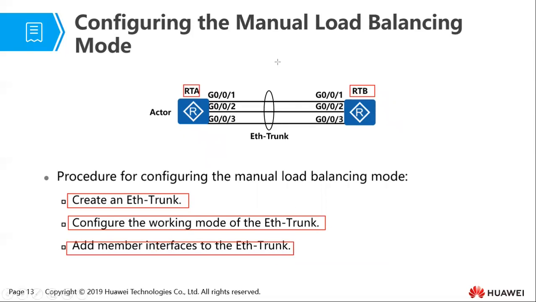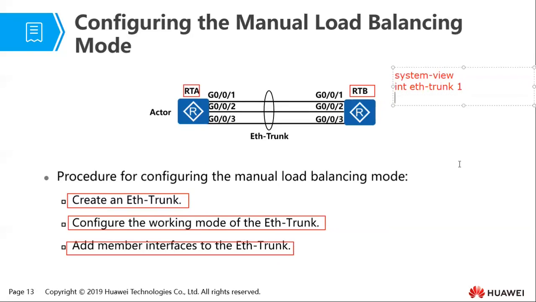So how to do that? You create an Ethernet trunk in system view. So you have to be in system view. Then you use the command interface, then Eth-Trunk, then you give it a number. That's what we call the trunk ID. For example, Eth-Trunk 1.